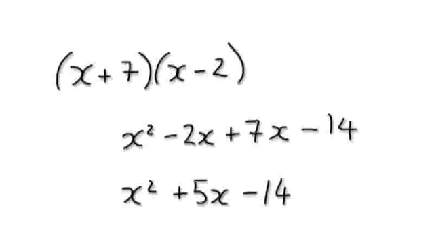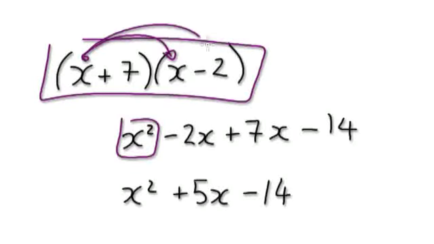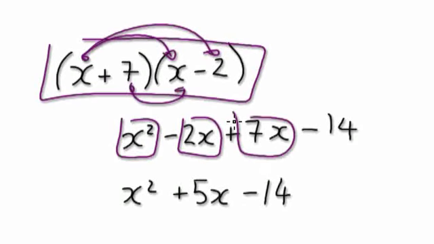In this video, we're going to try and factorize with negatives. So here, let's just say that you've been given this. If you multiply this out, this times this, it will give you this. This times this, it will give you this, negative 2x. And then this times this, 7x. And this times this will be negative 14.